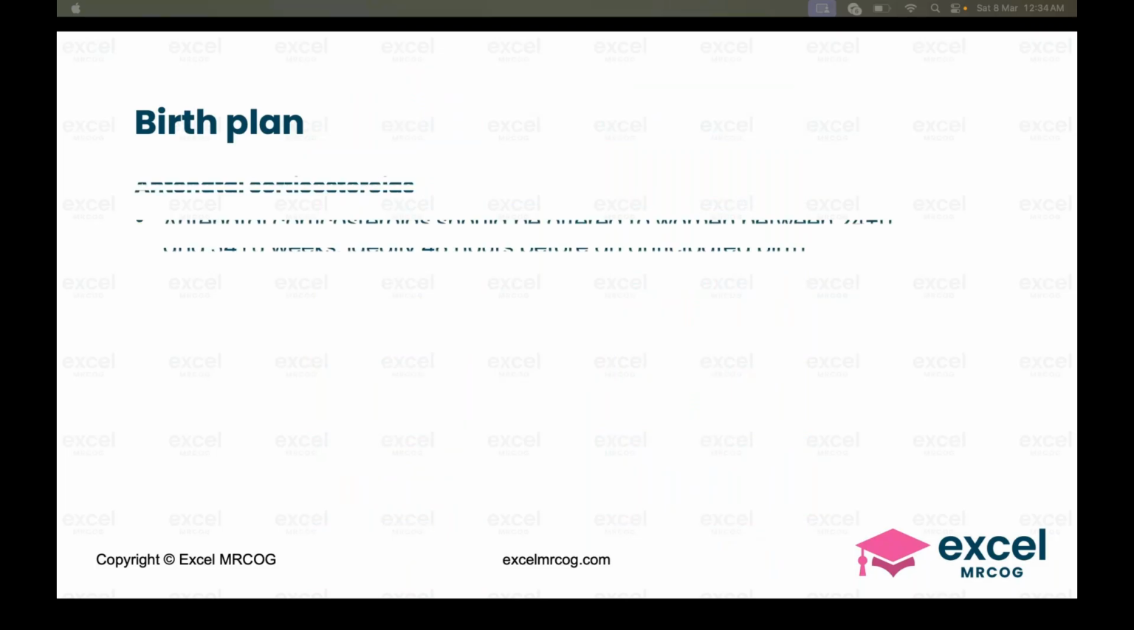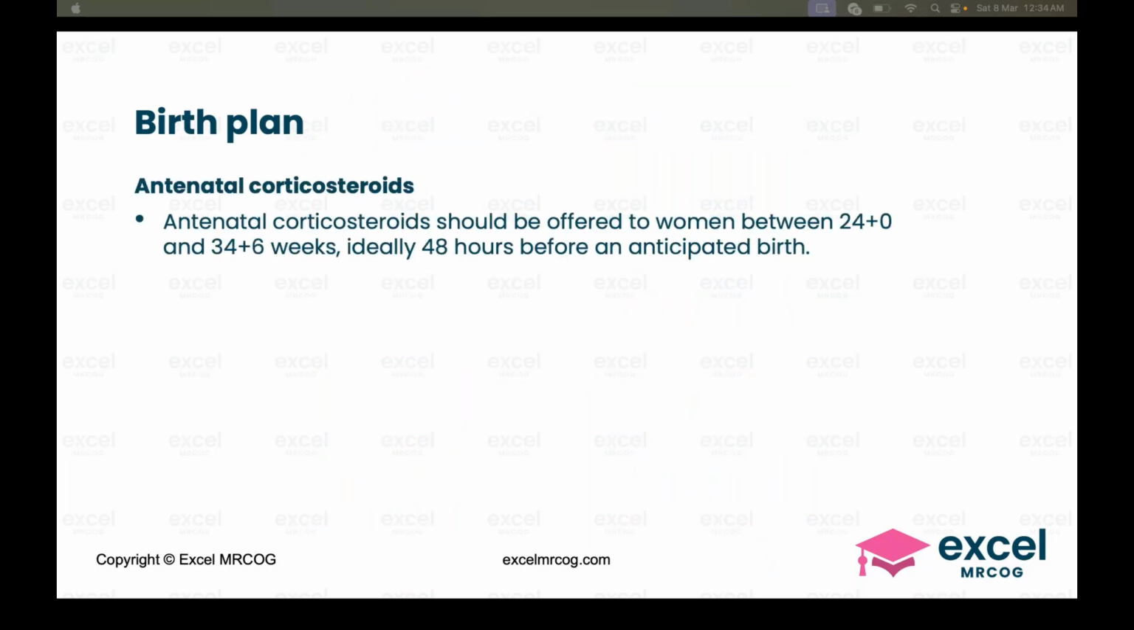Then antenatal corticosteroids is what is recommended between 24 to 34 weeks, 6 days. Ideally, 48 hours before the birth is anticipated. So if you have somebody who's coming at 32 weeks with absent end-diastolic flow, you will give steroids. You will wait for steroids for at least 48 hours.